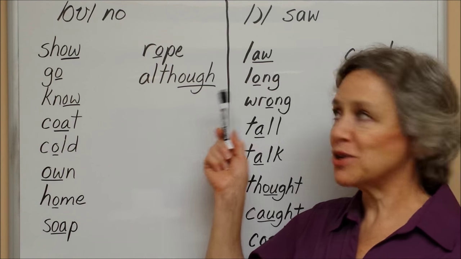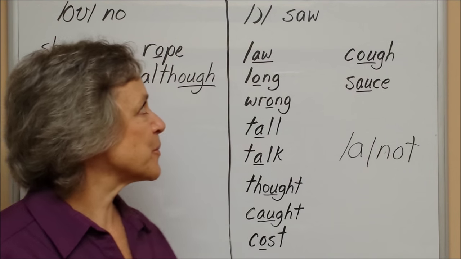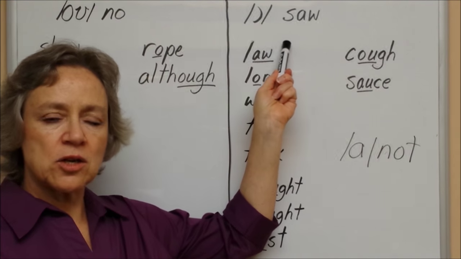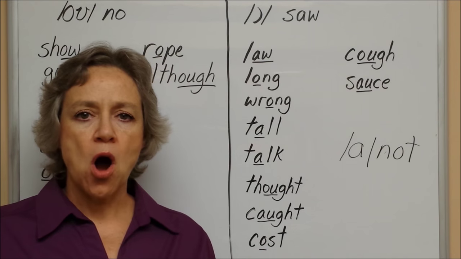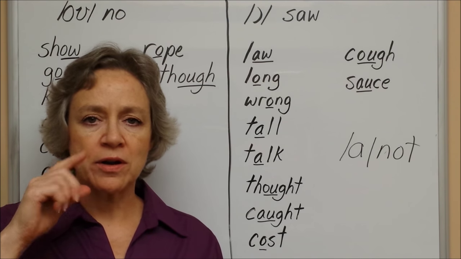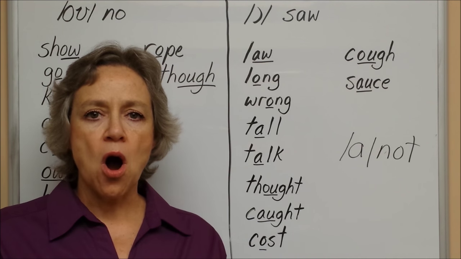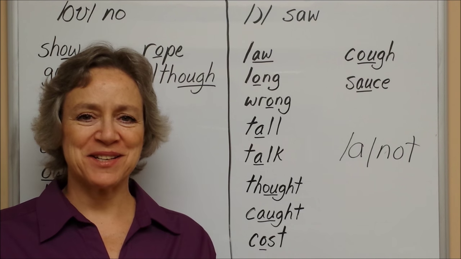Let's practice some words with the aw sound. This is aw, as in saw. So again, my lips are rounded and my mouth is open more than it is for O. So this sound is aw, saw. Okay, let's practice some of these.